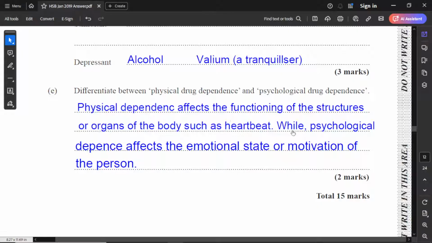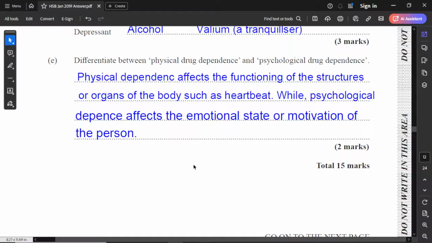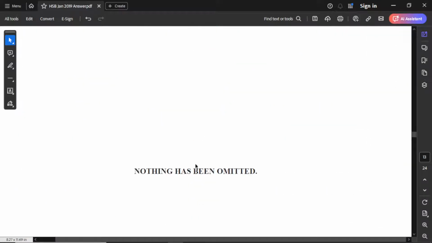All right, and of course, while psychological dependence affects the emotional state or motivation of the person. So you depend on the drug to be happy, and you depend on the drug to be motivated to do things. And if you don't get the drugs, you feel depressed and things like that. So that will be psychological dependency. All right, that ends that question.